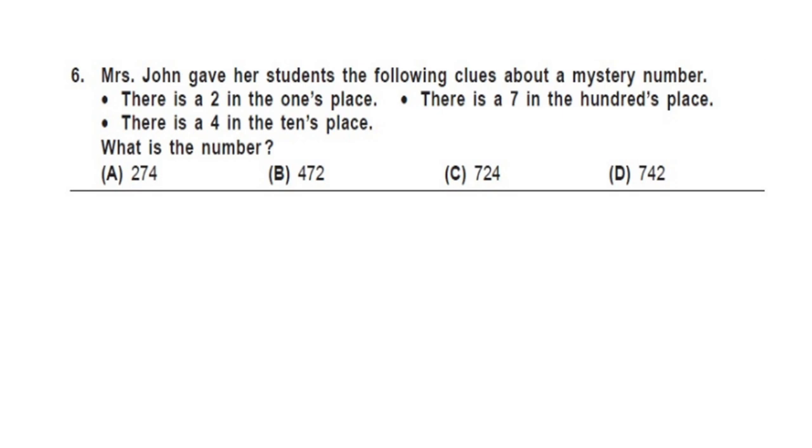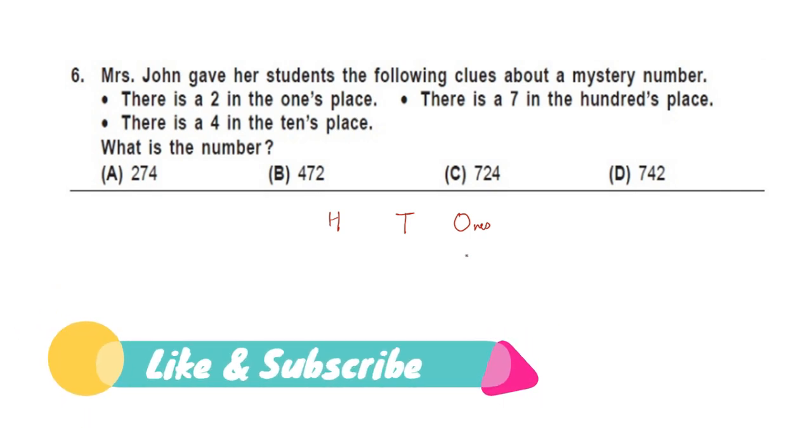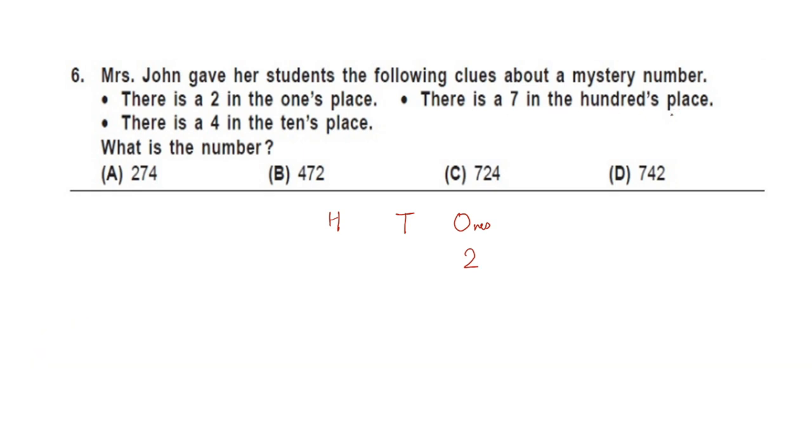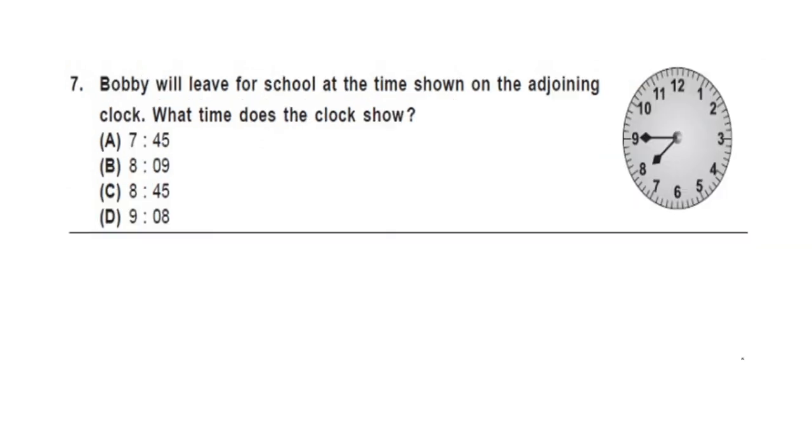Well, I hope you got this easily. So, this is a 3-digit number. That means it will have a hundreds, a tens, and ones. Now, what are the clues? There is a 2 in ones place. So, I have 2 here. There is a 7 in the hundreds place. So, I have 7 here. And there is a 4 in tens place. So, I have my 4 here. So, my number is 742, which is option D.